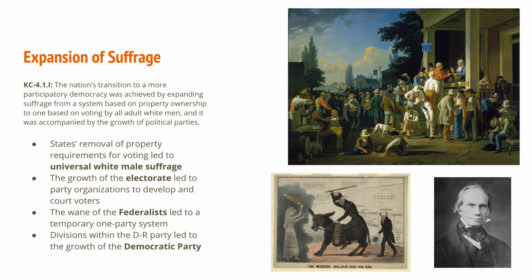Then divisions within the Democratic Republican Party after the election of 1824 are going to lead to Andrew Jackson creating the Democratic Party. And because Jackson creates the Democratic Party and he is criticized by a faction of the old Democratic Republican Party of acting like a monarch, acting with too much power, we're going to have the rise of the Whig Party, of which Henry Clay is going to be the main figure.